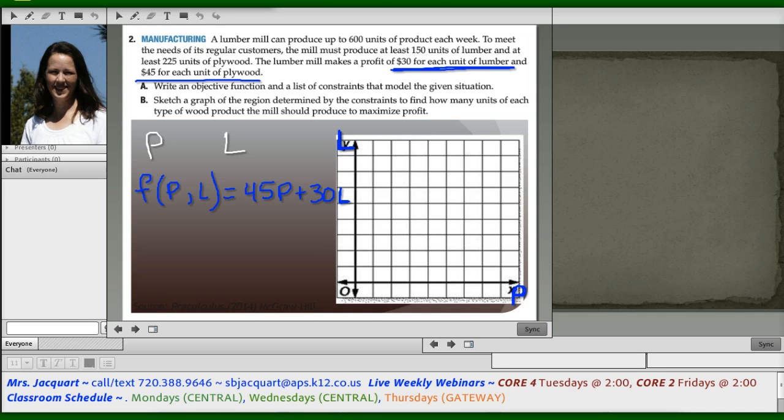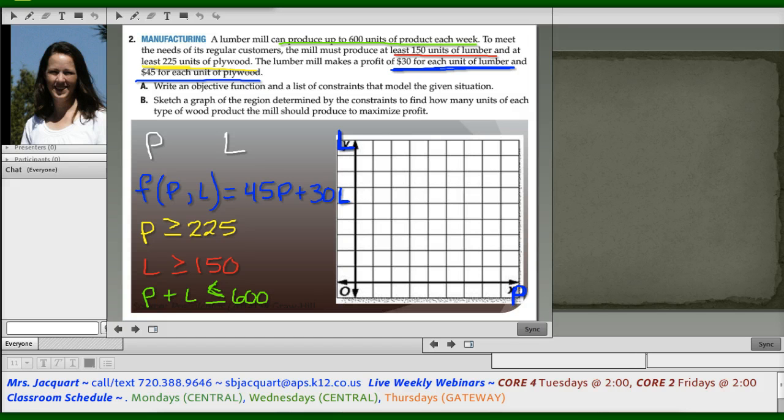Okay, and then my constraints are P has to be, what did it say? At least 150, so greater than or equal to 225 units. It's your plywood. And then your lumber is greater than or equal to 150 units. And then we have one more constraint. So P plus L is less than or equal to 600.